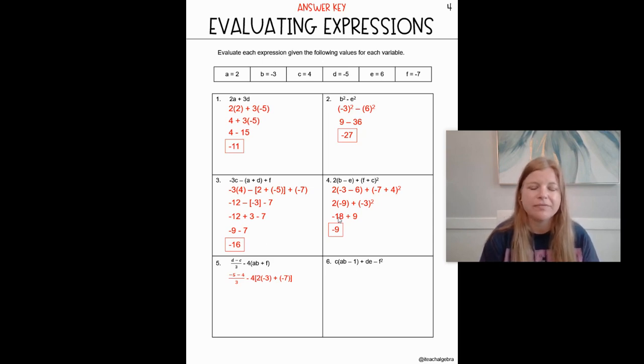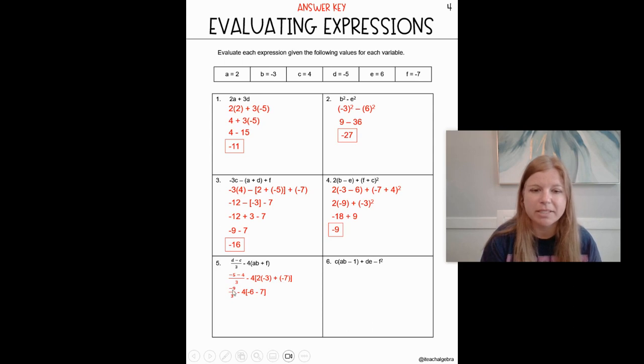I see over on the left, I could start simplifying my negative 5 minus 4. Negative 5 minus 4 is negative 9. I can also start to simplify a little bit what's going on inside my grouping symbols. And what I can do here is the 2 times negative 3. 2 times negative 3 is negative 6. So now I have negative 9 divided by 3 minus 4 times, and now this is negative 6, and we know that plus negative 7 really just means minus 7.